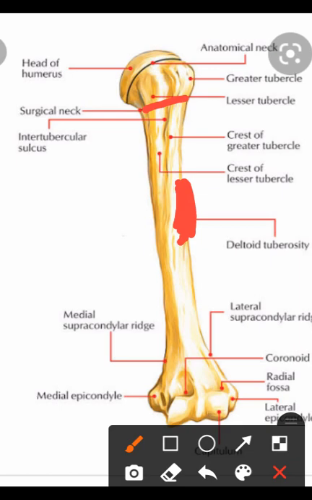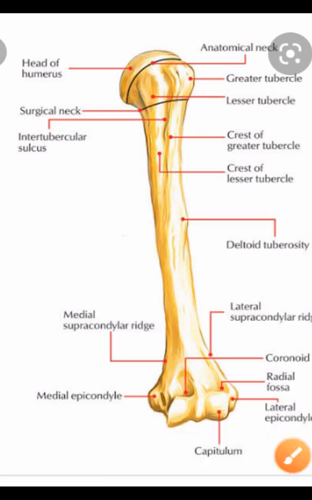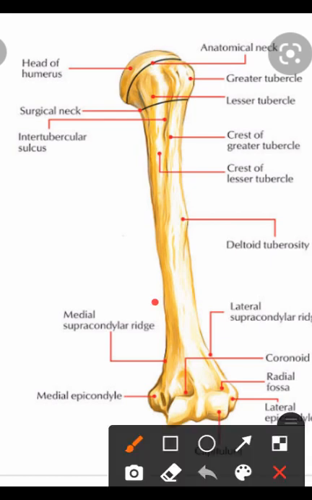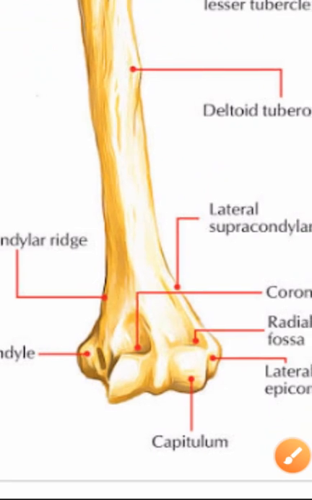Then below the deltoid tuberosity, on the distal end of the humerus, you can see two ridges. This is the medial supracondylar ridge. This is the lateral supracondylar ridge. This ridge goes down and is initiated from the medial epicondyle, and this one is from the lateral epicondyle. Now we have to discuss some other things.